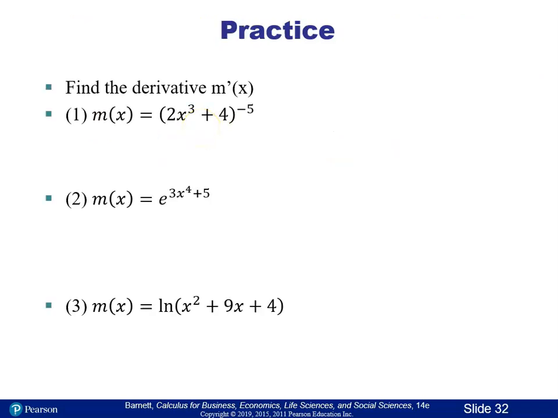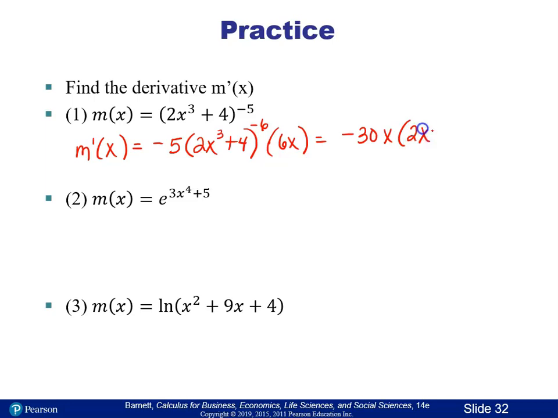Okay, so a few to practice with here. The first one is just using the power rule. So it'll be -5 times 2x to the third plus 4 to the -6, decreasing the power, and then follow it by the derivative here, so 6x. So it'll be -30x times 2x to the third plus 4 to the -6. And you can bump that to the denominator. So -30x over 2x to the third plus 4 to the 6th.